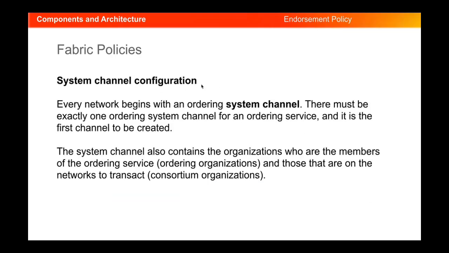First is system channel configuration. Every network begins with an ordering system channel. There must be exactly one ordering system channel for an ordering service, and it is the first channel that will be created in your network when you do the configuration. The system channel also contains the organizations who are members of ordering services and those that are on the network to transact, which are nothing but consortium organizations.